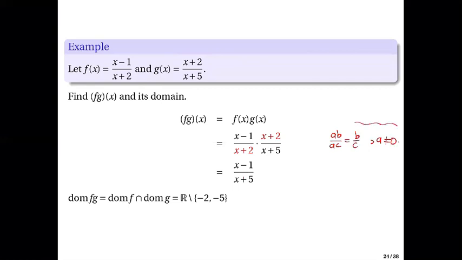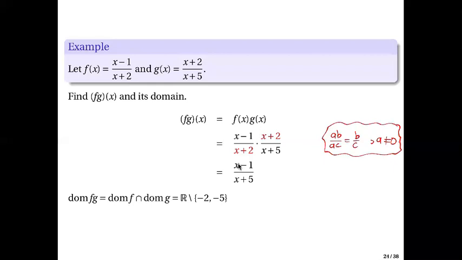So remember this. This is your cancellation law. And take note, x plus 2 will never be 0. Why? Because you removed it from the domain of f. Okay? X plus 2 will never be 0, and therefore you can cancel them.